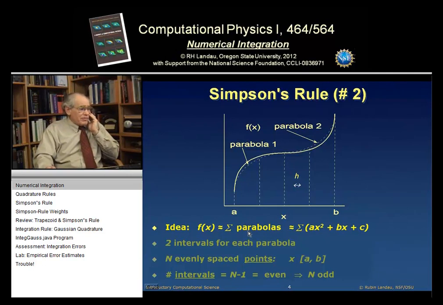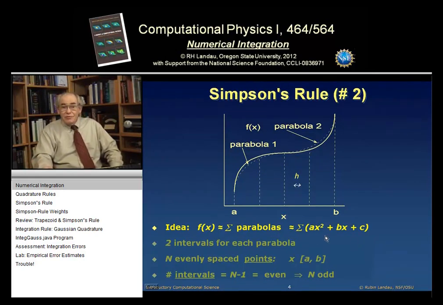Okay? So, look at a parabola. The general form of a parabola is some function ax squared plus bx plus c. So that's the form of a parabola. We have 3 constants, a, b, and c here. And so if we wanted to fit a parabola to just the function in one interval, say just this first interval here, we'd have the value of the function at 2 endpoints. That's not enough information. You can't determine 3 unknown parameters with just 2 data points. We need 3 data points.